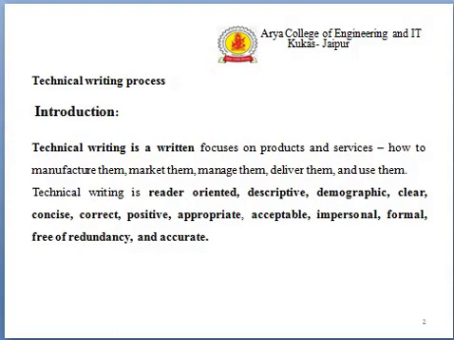Technical writing is a written communication about business and industry. Technical writing focuses on products and services as to how to manufacture them, market them, manage them, deliver them, and use them. Technical writing should be reader-oriented, descriptive, demonstrative. It should be clear, concise, correct, positive, appropriate, and so on.